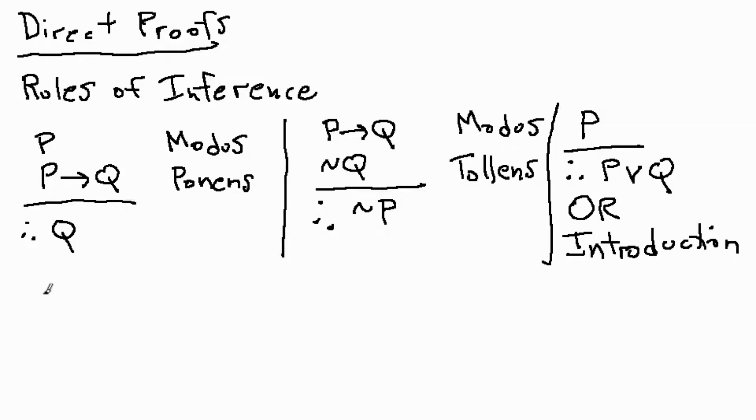Here's something that should also seem very obvious to you. If I were to tell you that P and Q is true, I could certainly conclude that P is true. This is sometimes referred to as AND elimination.